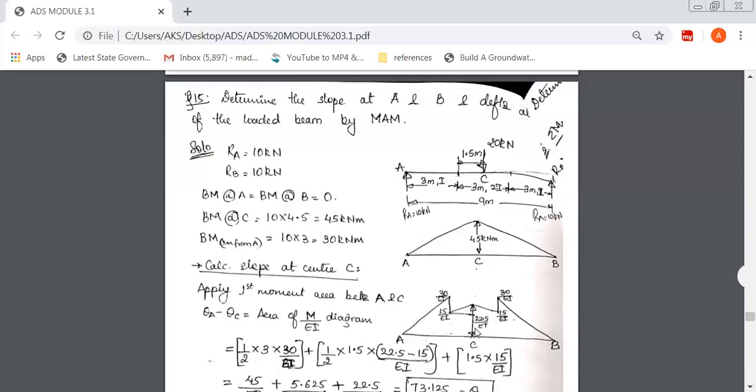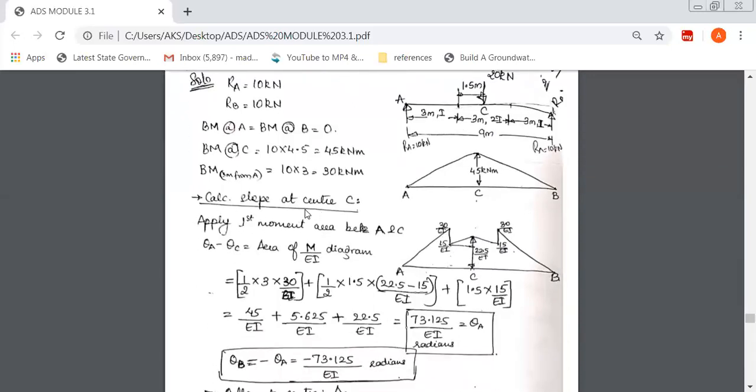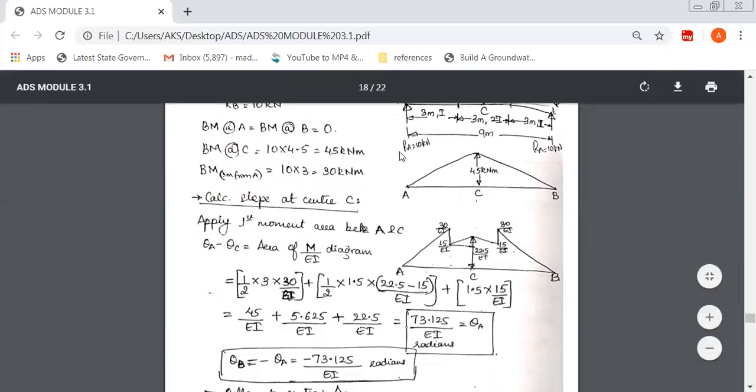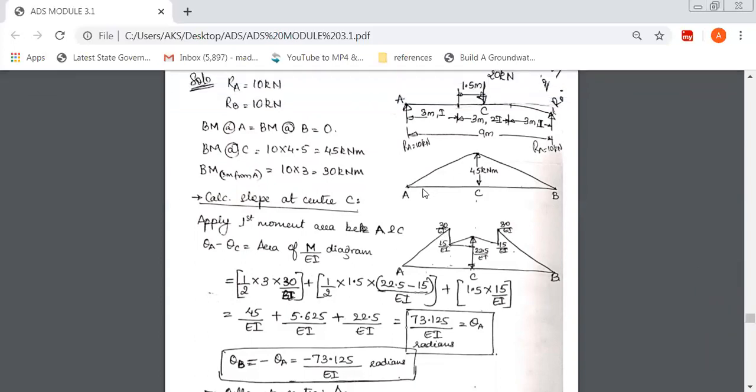Now, because it is symmetrical, apply the slopes first. You have to find theta A, theta B. If you find theta A, it is as good as finding theta B. And then the maximum deflection at C. Remember, in a simply supported beam, rotations are maximum. That is, the theta values are maximum at the support, and deflection is maximum at the center. That's how we are going to find this.